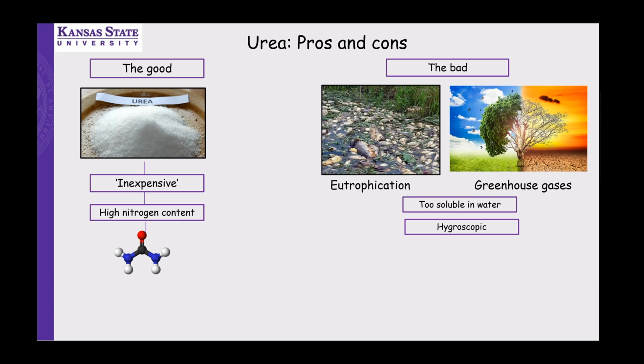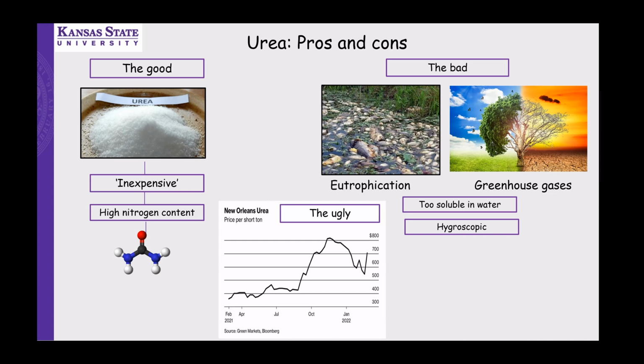The second point about urea is that it's also hygroscopic. If you look at the top left-hand corner, you see a really nice white crystalline powder. But if you leave urea out in humidity, it becomes a sticky liquid, which means that storage and transportation become relatively difficult.